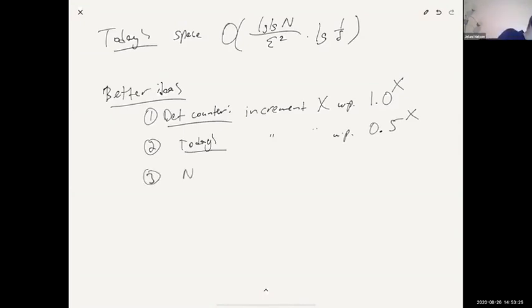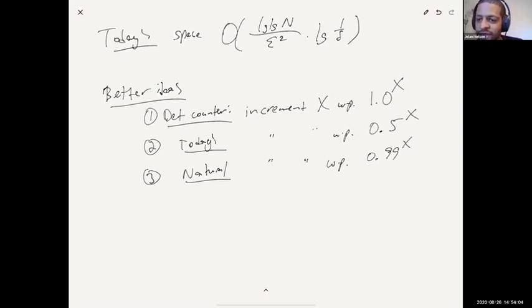So a natural thing to try is to increment with probability 0.99 to the x. Okay. So I'll ask you all. I claim that there's basically a trade-off happening here. You're trading off memory for variance.